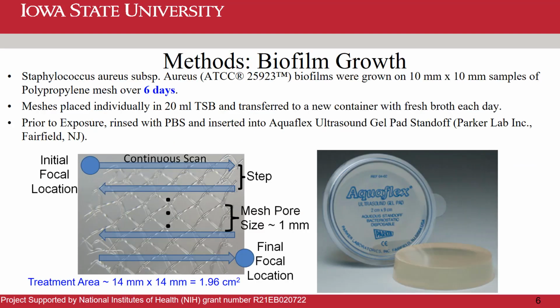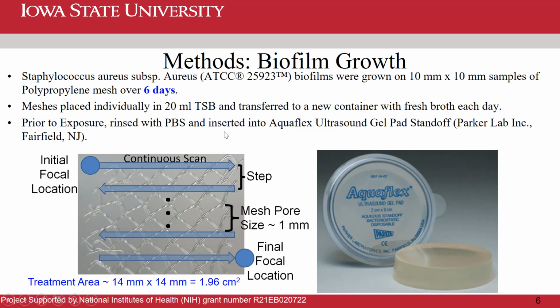So for our work, we grew the bacteria on mesh samples by putting Staph aureus biofilms on 10 millimeter by 10 millimeter samples of polypropylene mesh over 6 days. The meshes were placed individually in 20 milliliters of TSB and transferred to a new container with fresh broth each day after being inoculated, of course, with Staph aureus on the first day.